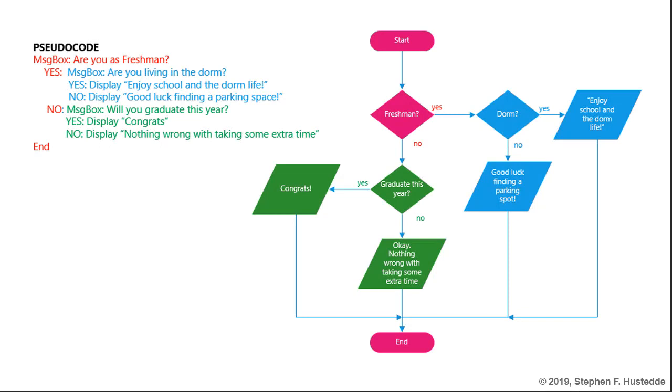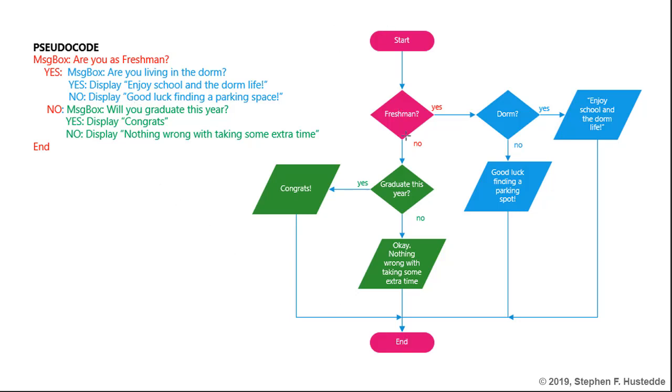So here's an example of a project we're going to do. We're going to have a button that asks the user through a message box, are you a freshman? And if they say yes, we're going to then ask them, are you living in the dorm? And if they say yes to that, we will say enjoy school and the dorm life. But if they say no to living in the dorm, we're going to say good luck finding a parking spot. Both of those paths will continue on until we hit the end. But in a lot of cases, you may have other code here after those nested ifs that we want to have happen regardless of the route that we take in this nested if structure.